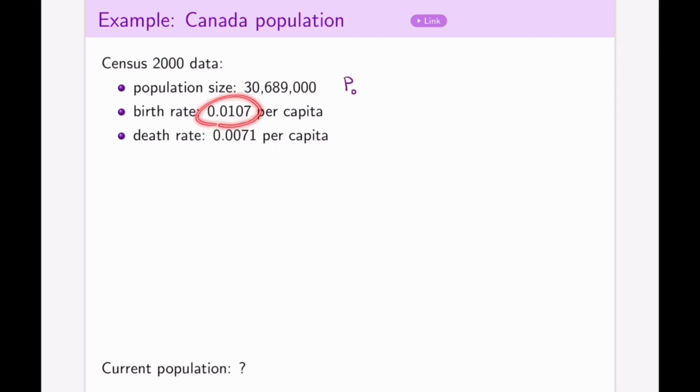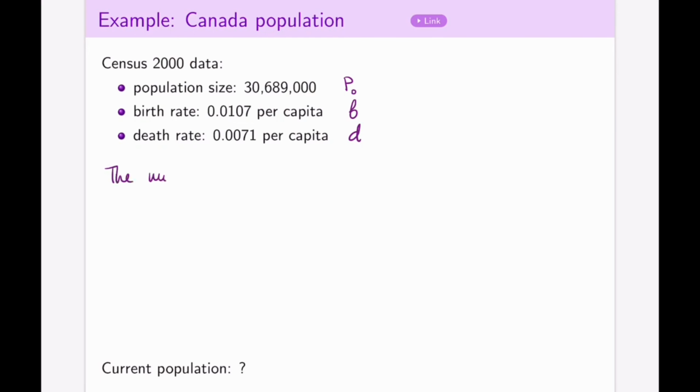Birth rate is 0.0106 per capita. We often see these as statistics, and per capita means that it actually is the birth rate. So this is exactly what our constant B from the previous slide is. The death rate, 0.0071 per capita, so on average per person, is again, because it's per person, already the rate of deaths. So this is our constant D.